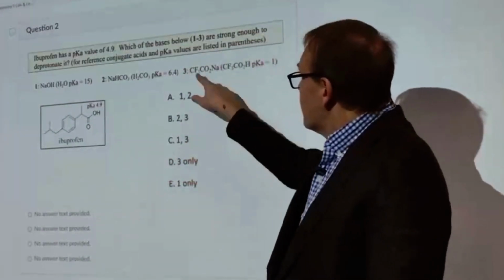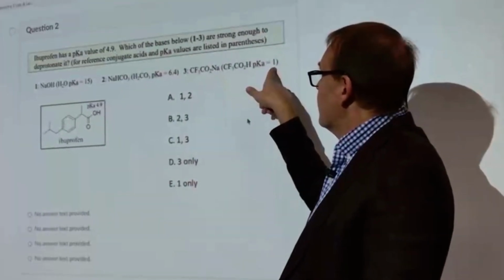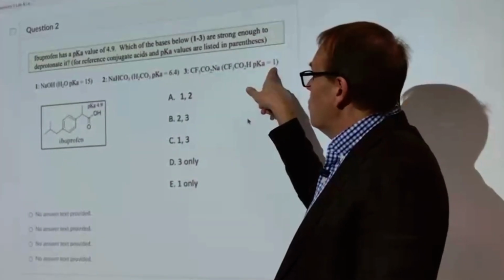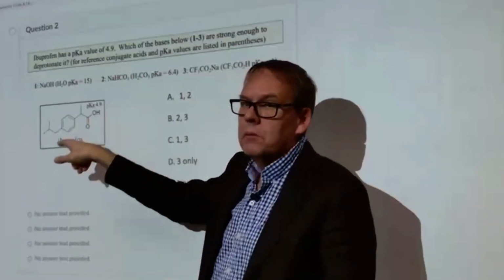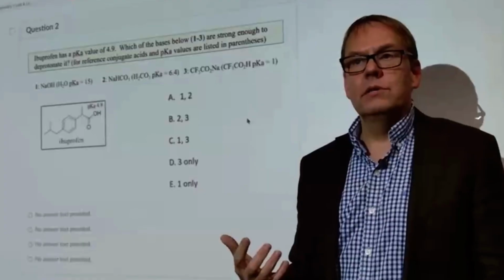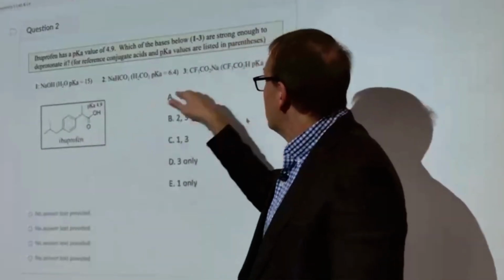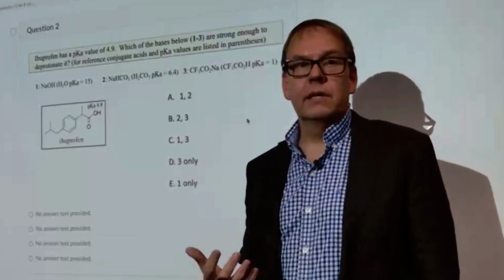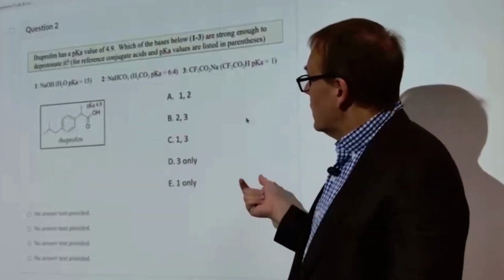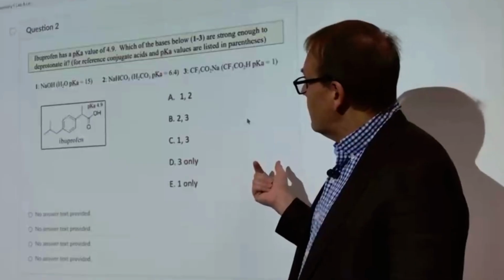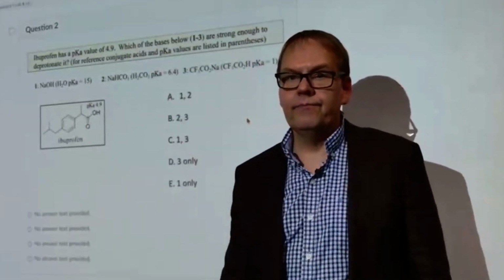And then there's this one, whose conjugate acid is very, very strong. So this one would not work. That is not a sufficiently strong base to pull off that proton because it's in the wrong direction. You'd be going from a weaker acid to a stronger acid, and that is something that you don't see molecules doing. So the bases that are strong enough are number 1 and number 2, so the answer is A.